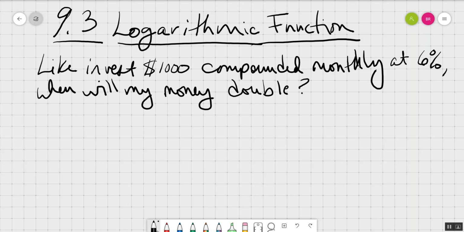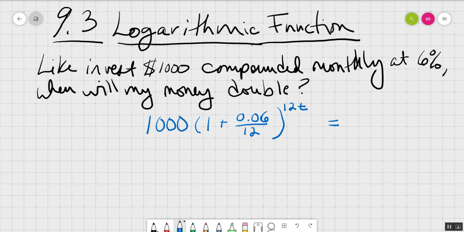To write this out, I'd say, okay, I know my amount. It's $1,000 times 1 plus, now I need my percentage, 0.06. Remember, we do it as a decimal over my number of compounds, which is 12 in a month. And then 12 to the time, and I don't know the time. That's the thing I'm not going to know here. I want to know when it's double. And double of 1,000 is 2,000. So I'm going to try to solve for the thing I don't know, when. Hopefully when keys you into the fact that this is going to be time.